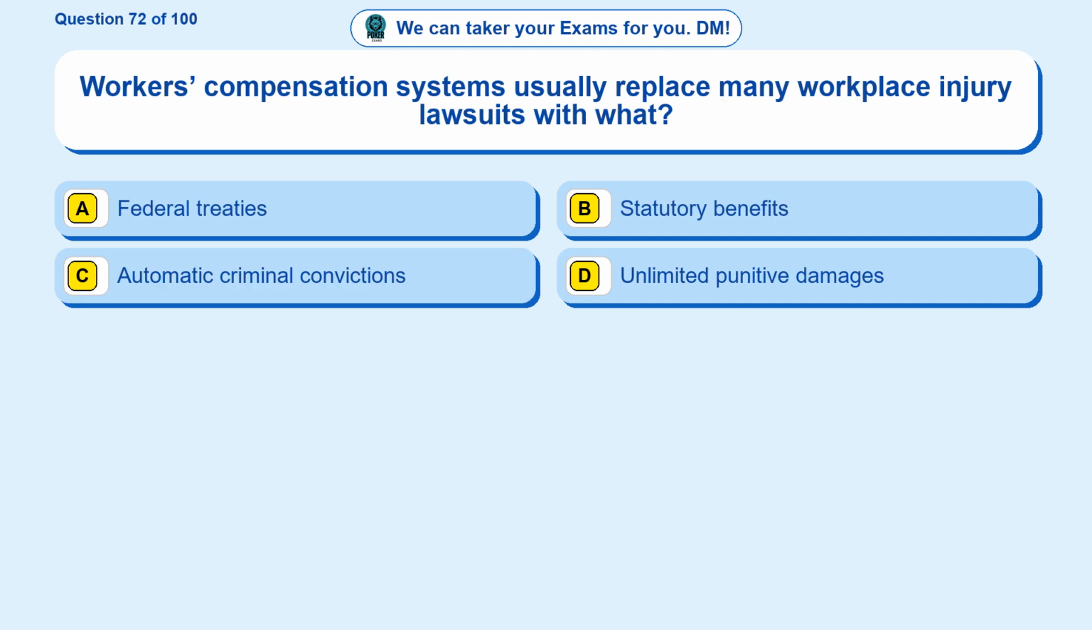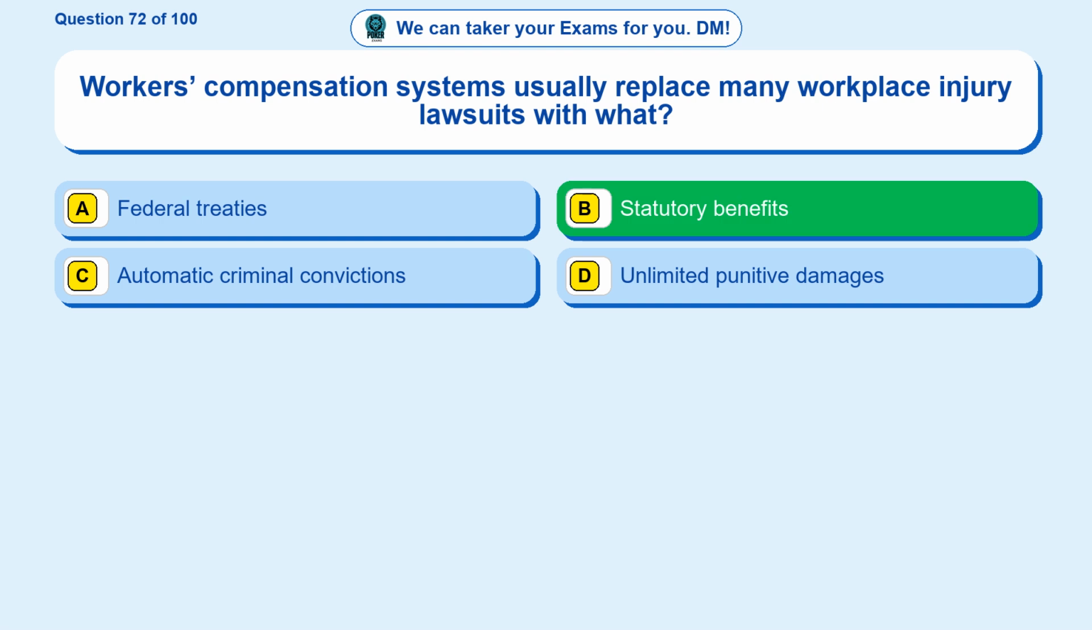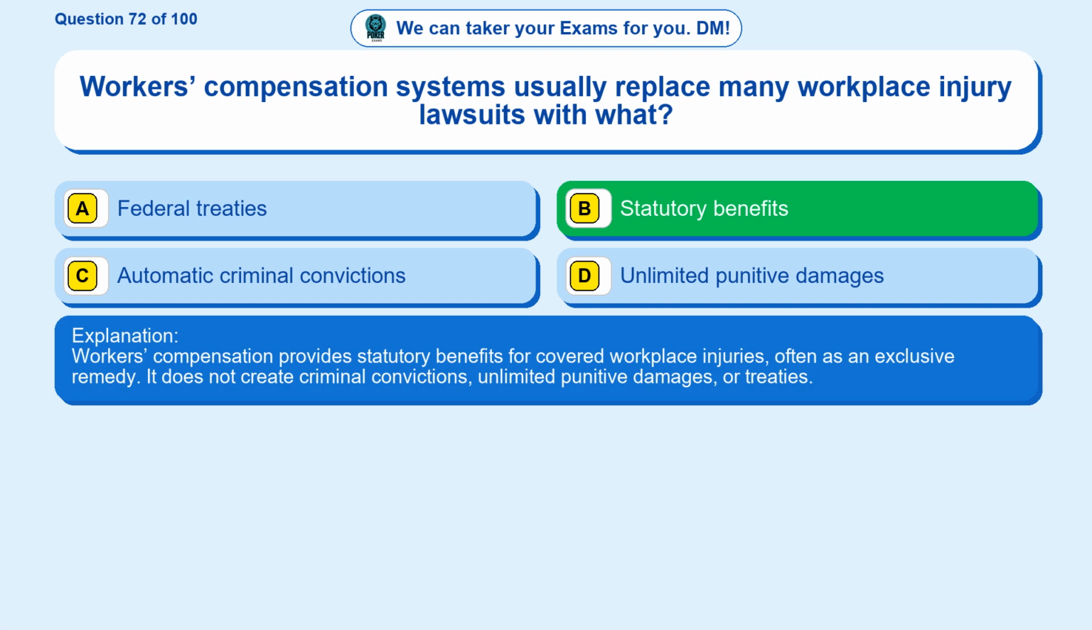Question 72. Workers' compensation systems usually replace many workplace injury lawsuits with what? Option A, federal treaties. Option B, statutory benefits. Option C, automatic criminal convictions. Option D, unlimited punitive damages. The correct answer is option B. Statutory benefits. Workers' compensation provides statutory benefits for covered workplace injuries, often as an exclusive remedy. It does not create criminal convictions, unlimited punitive damages, or treaties.